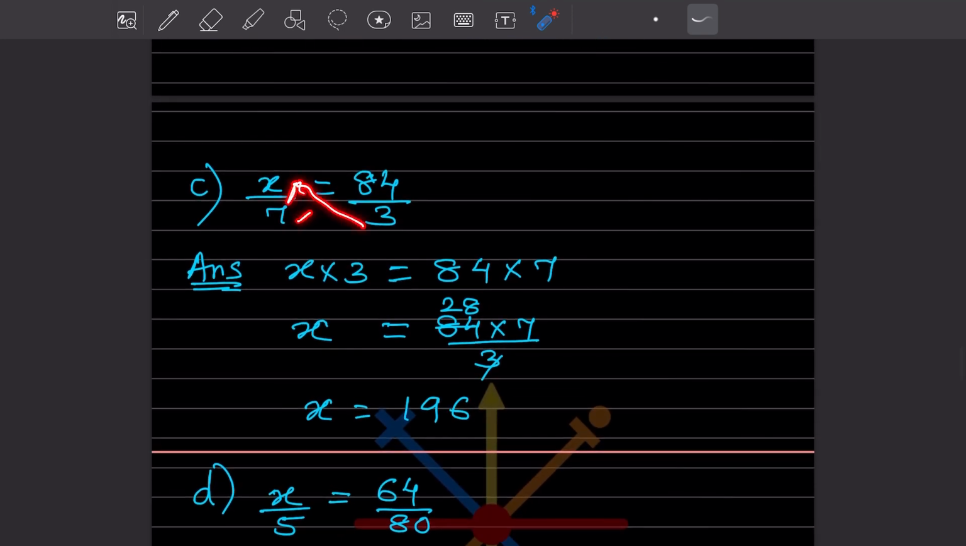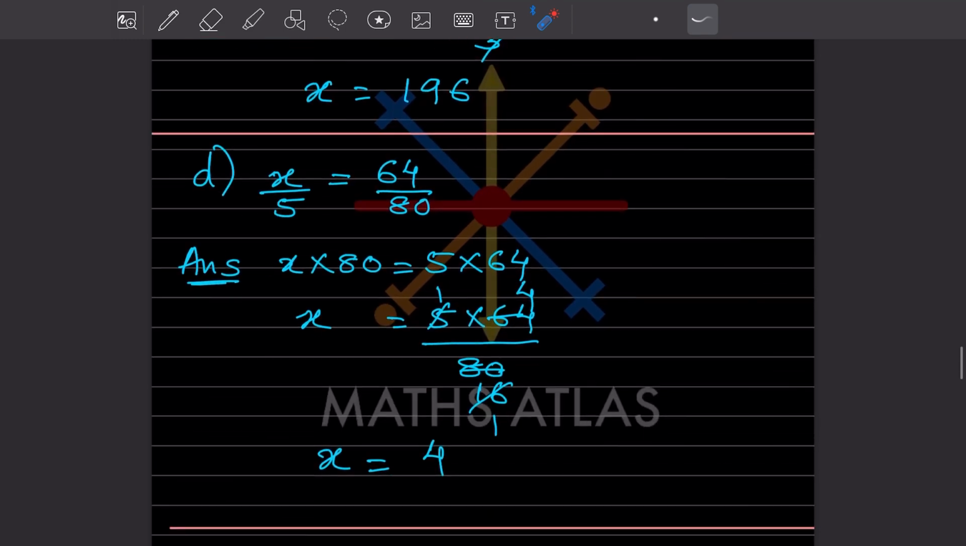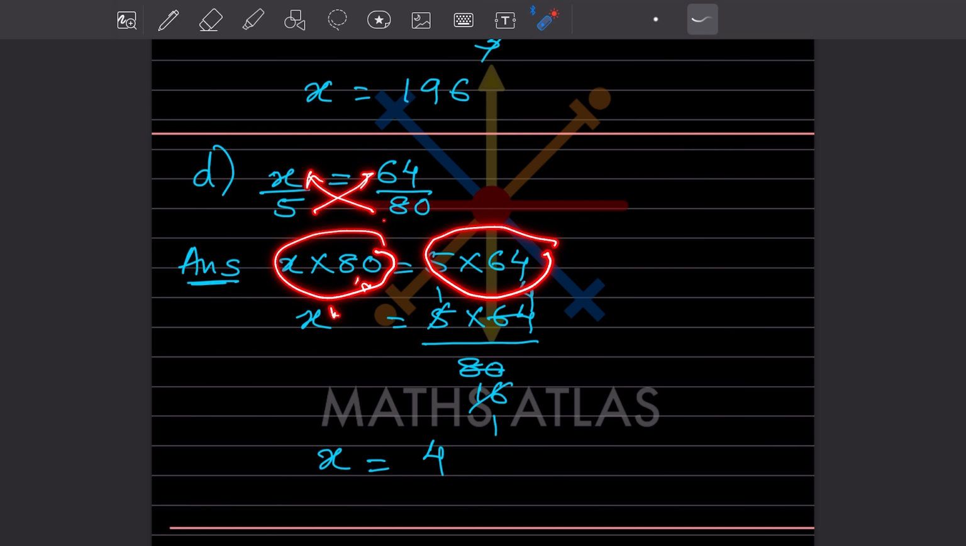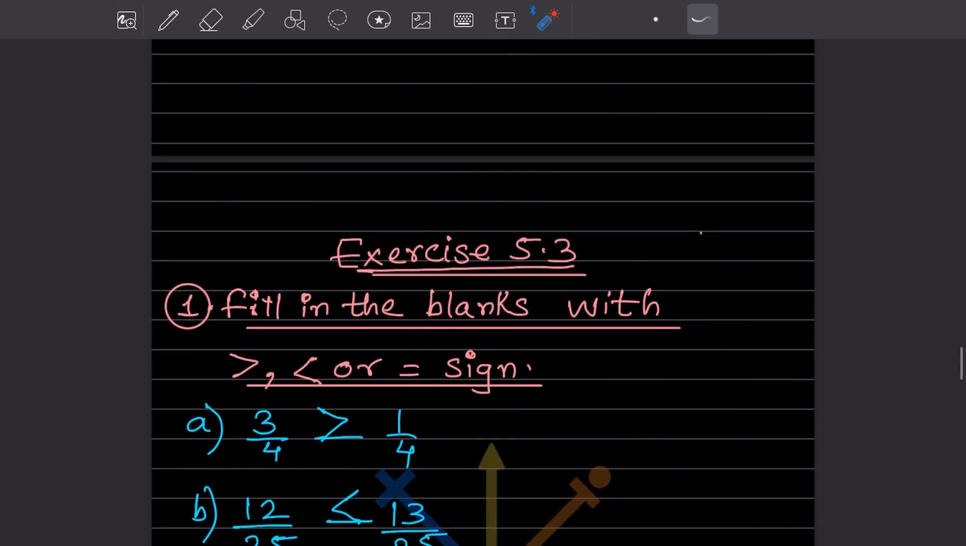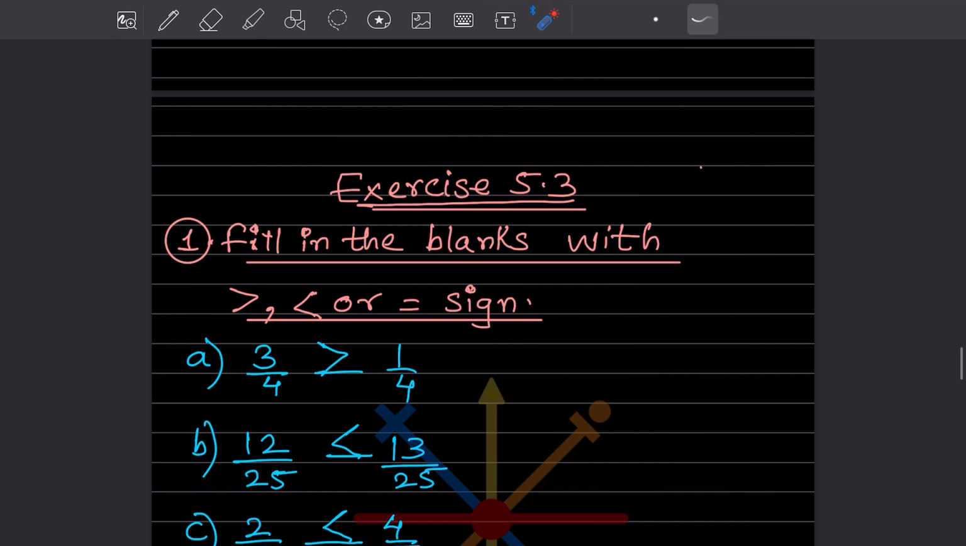Same over here, you will do the cross multiplication. 3 into x or x into 3, both ways you can write it. That is 7 into 84, and 84 multiplied by 7. It can be any way. So here x, 84 multiplied by 7, this will go over here, and when you simplify, you get 196. Again the same over here, cross multiply x into 80, and this is 5 into 64, the value of x. So this as it is, right hand side as it is, this will go over here. When you simplify, you get x as 4. So that was done with the exercise 5.2.